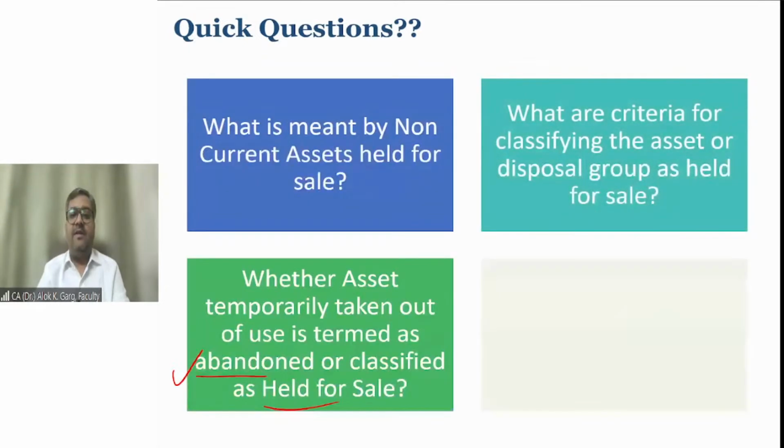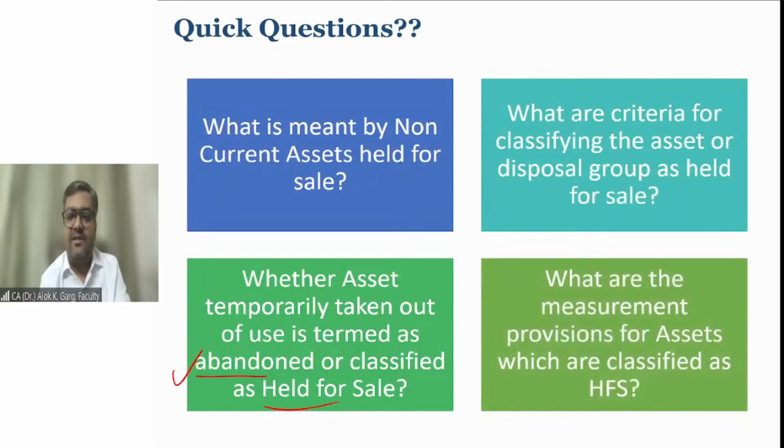Let's discuss a quick question. What is meant by non-current assets held for sale? Non-current assets held for sale are those assets where the carrying amount is principally recovered through the sale transaction, not through continuing use. What are the criteria for classifying the asset or disposal group as held for sale? There are two criteria. Number one, the asset is available for immediate sale in its present condition, and the sale must be highly probable. And the sale must be highly probable consists of 5 conditions.